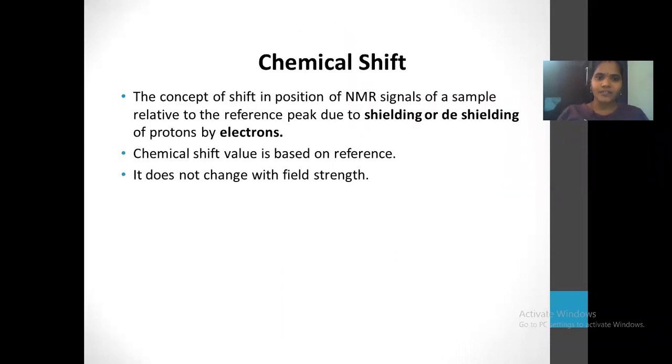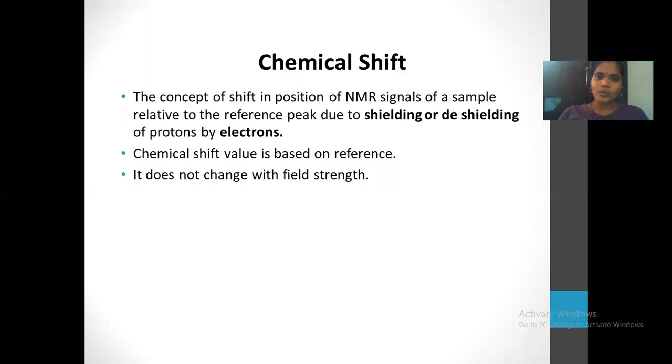The chemical shift is the shift in the position of NMR signals with reference to a reference peak. Generally, we take one compound as a reference, and from its peak position to our sample's peak, whatever shift we can observe, that is what we call a chemical shift.